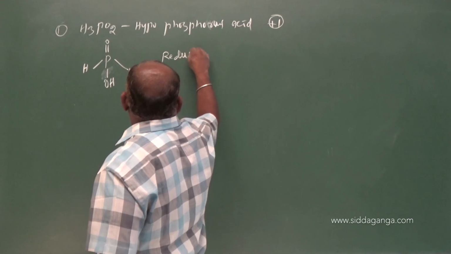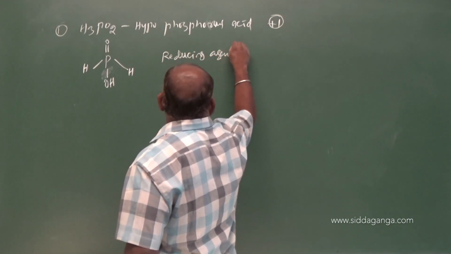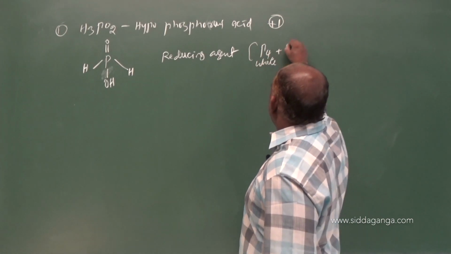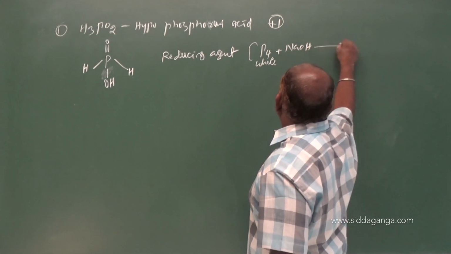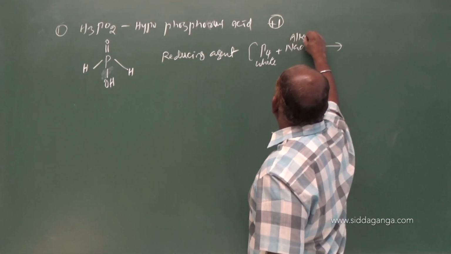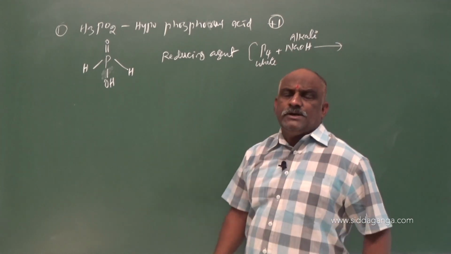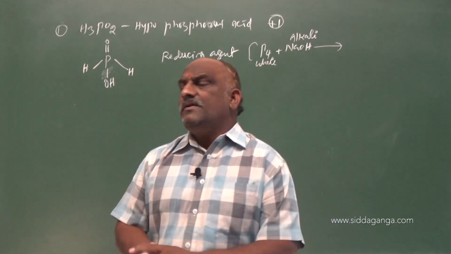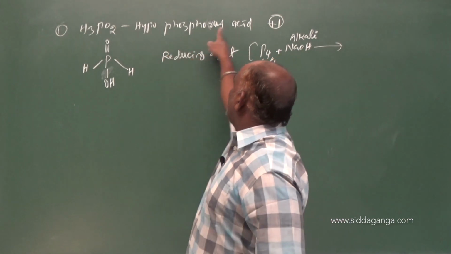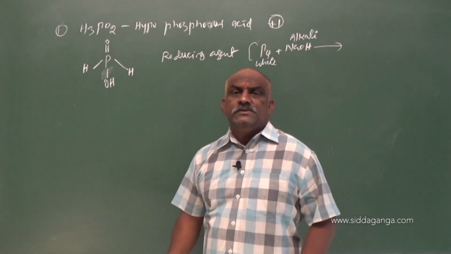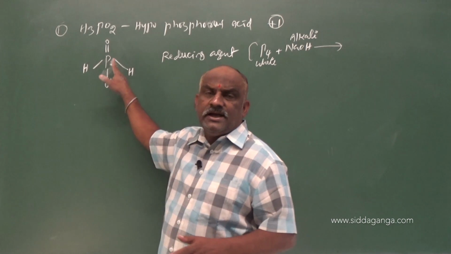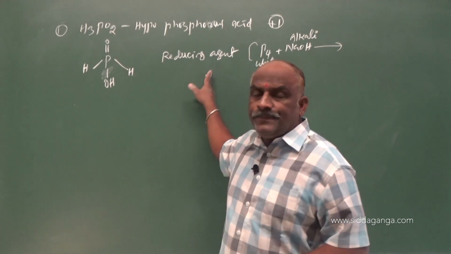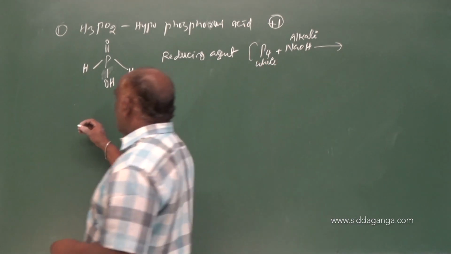It is a reducing agent and the preparation is white phosphorus plus NaOH. Instead of NaOH they may cite alkali. White phosphorus is treated with sodium hydroxide, we will get this compound. Clear? This is called hypophosphorus acid. Oxidation number of phosphorus is +1. In this example, 2 hydrogen atoms are directly attached to the phosphorus. So it is said to be a strong reducing agent.